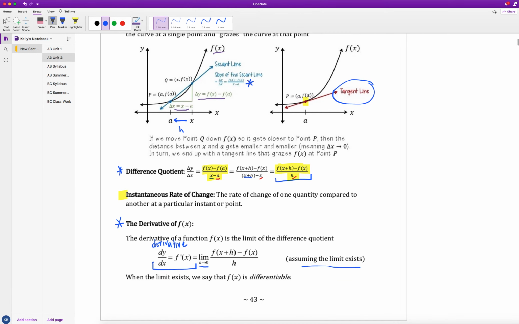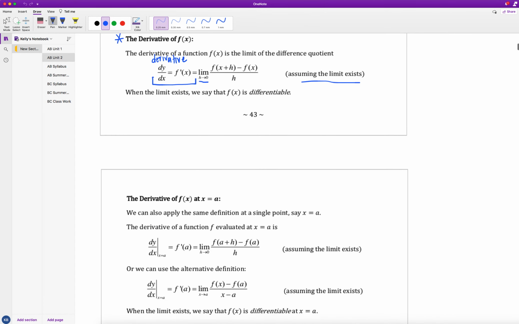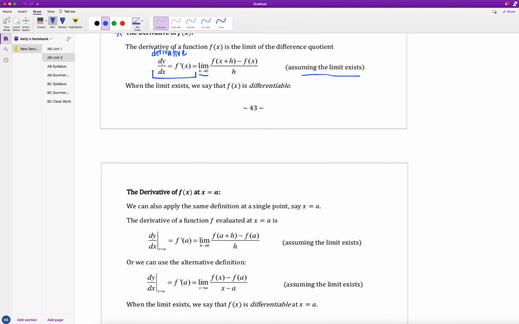Now, alternatively, we could look at what happens when we had this slope type of difference quotient instead. So this first definition here on the bottom of page 43 for you guys is the derivative of f of x in general. On our next page, we're going to look at what happens if I want to find the derivative at a specific value x equals a. Now we can apply that same definition at a single point, and let's just call that point x equals a like we had up in the picture above.